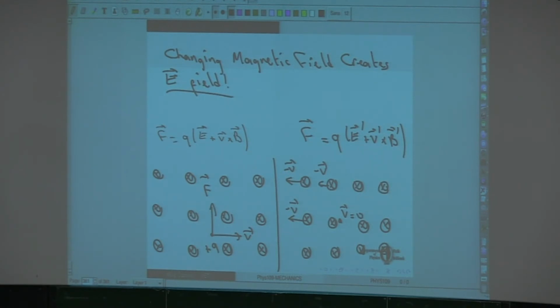Well, it depends on how the magnetic field is changing. And if it stops changing, the electric field will go to zero. It depends on the change in the magnetic field. The change in the magnetic field will create an electric field. If this change gets larger, the electric field will get larger. If this change gets smaller, the electric field will get smaller.